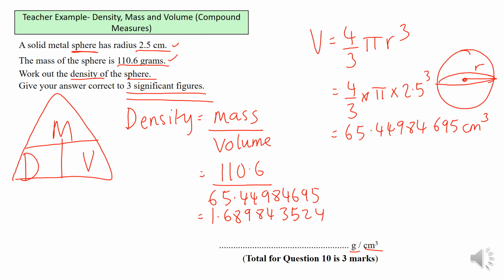beginning unless it started with a 0. So 1, 2, 3, put my line in. That'll tell me that it'll round up to 1.69 grams per centimeters cubed, which will be the density of this solid metal sphere.